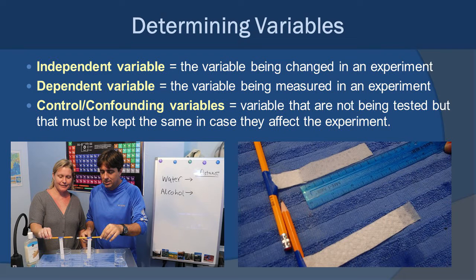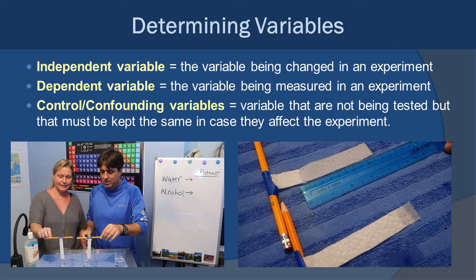Now we need to take a step back here and look at variables, because you're going to have to determine the variables in your experiment. You've probably heard these before, right? The independent variable is the variable being changed in an experiment. It's the manipulated variable. The dependent variable is the variable being measured in an experiment. It's the responding variable.